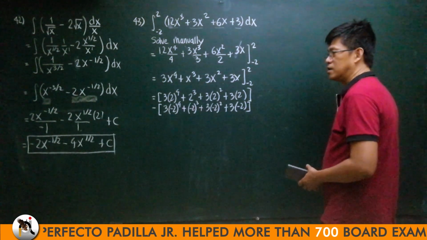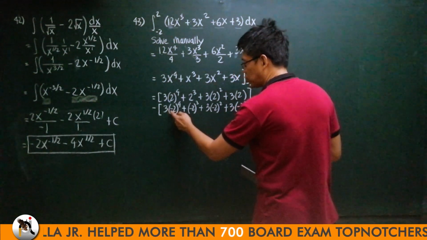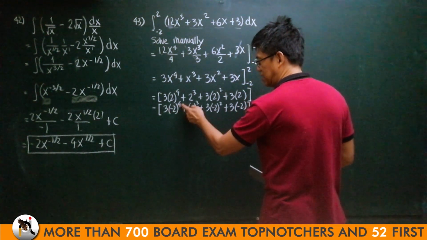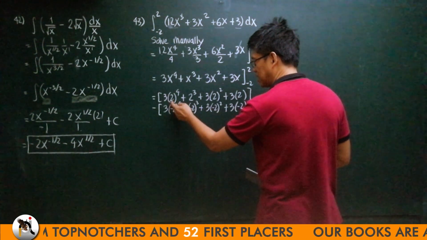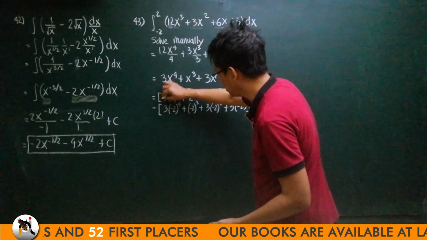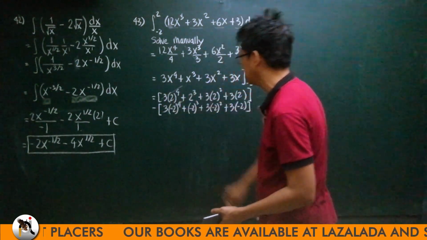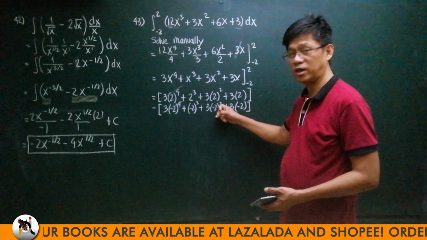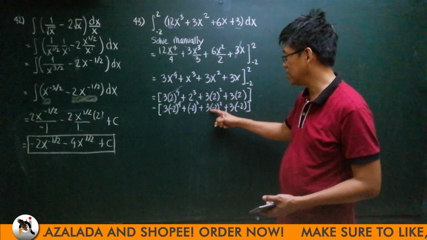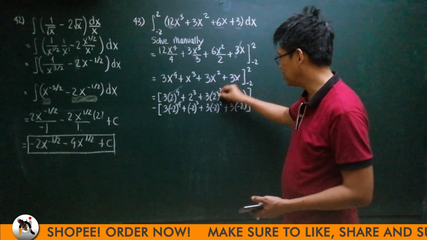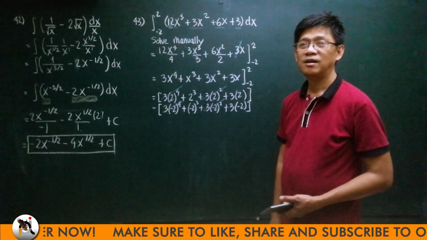Okay? So notice, minus 2 to the fourth, the even exponent, is still the same as positive 2 to the fourth. So this minus this will cancel. Minus 2 squared is 4. That is the same as 2 squared. So this and this are the same. So you subtract, they will cancel out, right?